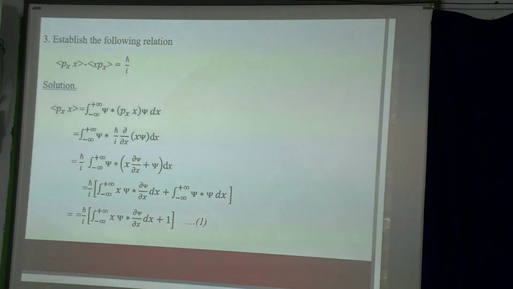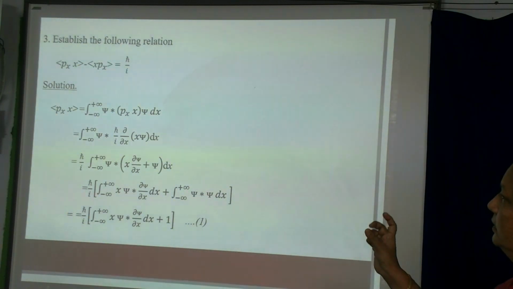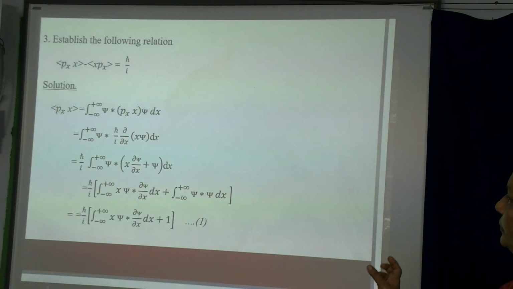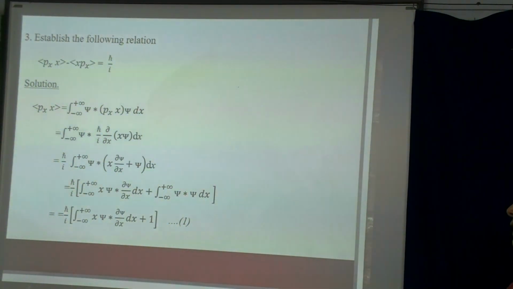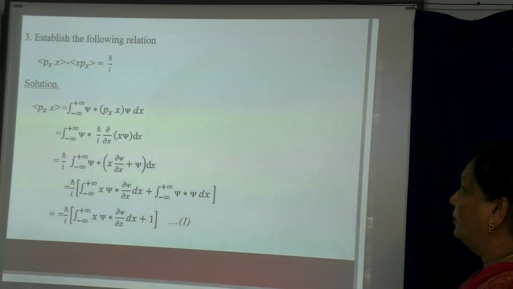Next one is, it is asked to establish the relation. This is nothing but the commutation relation between Px and x. So Px x minus x Px equal to h cross by i. We are going to establish this relation. It is given as an expectation value. So let us first find the expectation value of Px x, Px into x. In the expectation value expression, let us substitute x psi, and for P also we can substitute the associated operator, that is h cross by i dou by dou x.